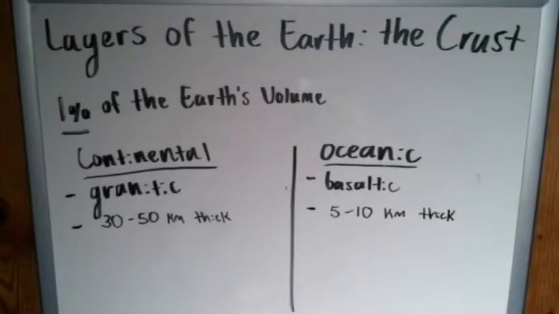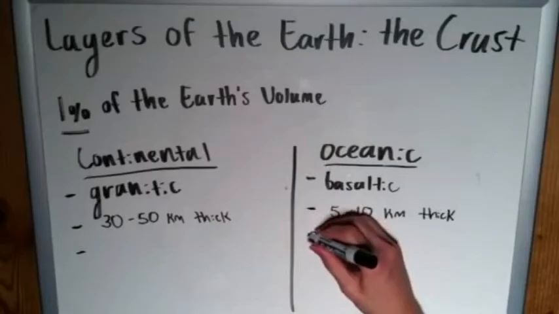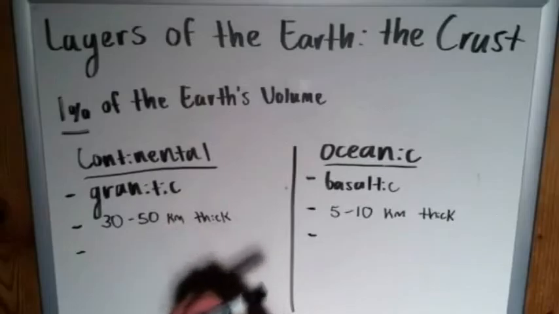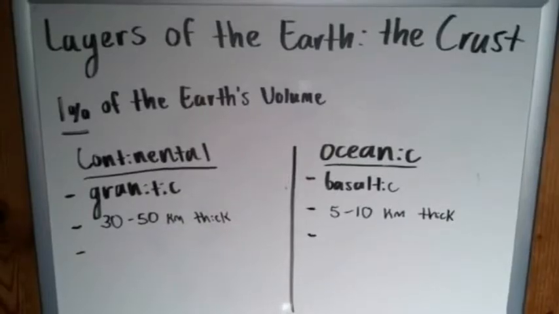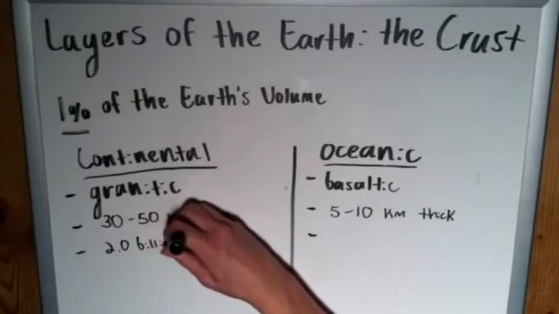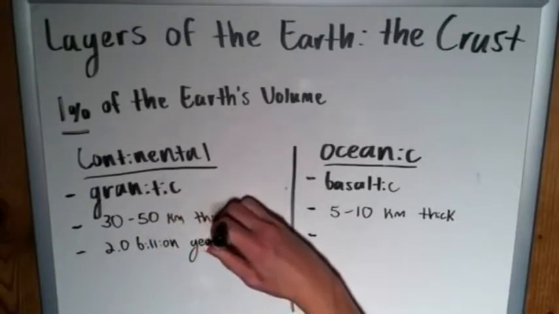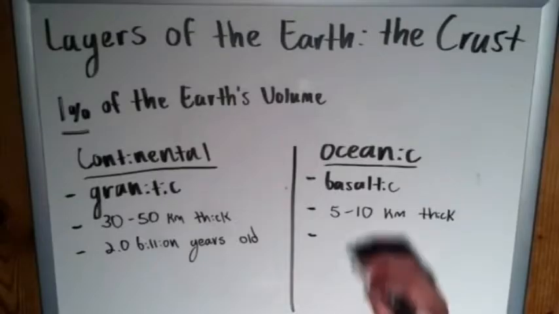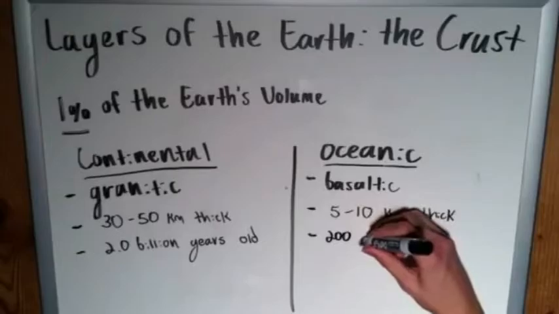So continental crust is thicker, and additionally continental crust is older. If we were to average all of the continental crust, going from the youngest, meaning the strata that's deposited right at the surface, down to the very bottom where it makes its contact with the mantle, the continental crust is on average 2.0 billion years old. Meanwhile, the oceanic crust is significantly younger, actually 10 times younger, at an average of 200 million years old.